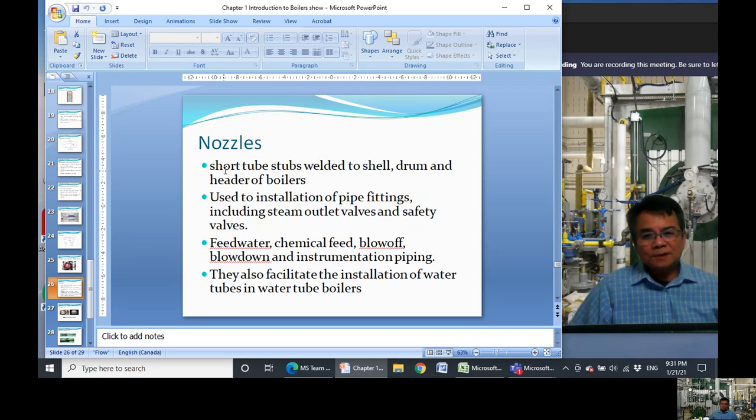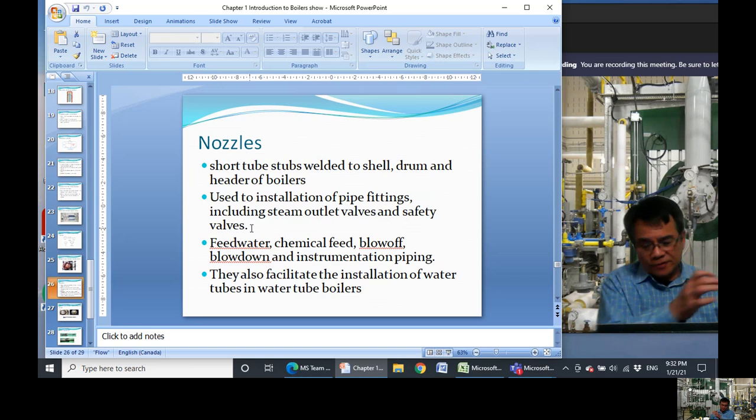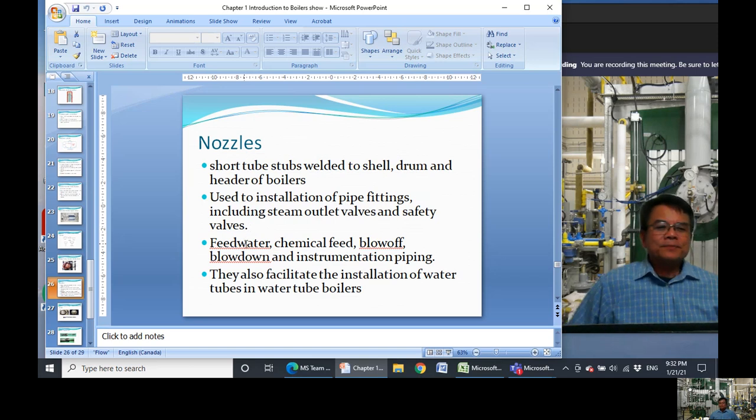Now the reason why they put the nozzle in there is that after you put it there, you can actually do the hydrostatic test in the factory. You do the hydrostatic test in the factory, get everything done, and then ship it to the field, and then you can connect whatever you want to connect there, and you don't have to do another set of really high hydrostatic tests.